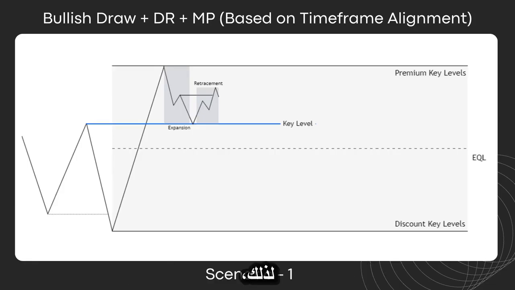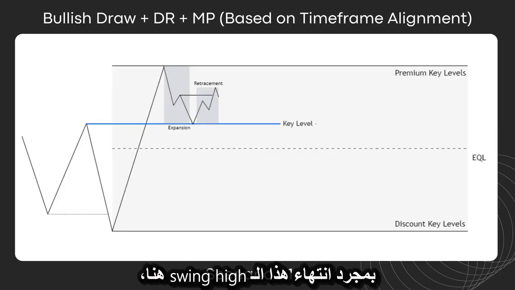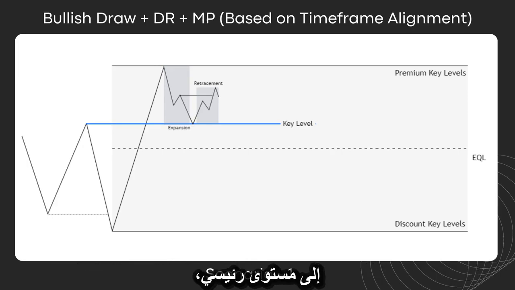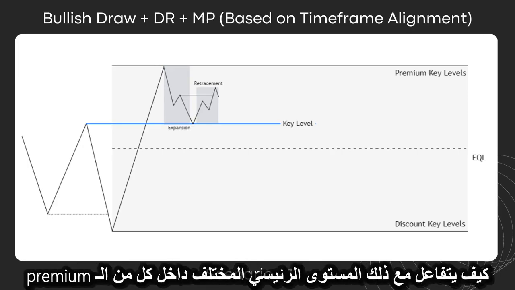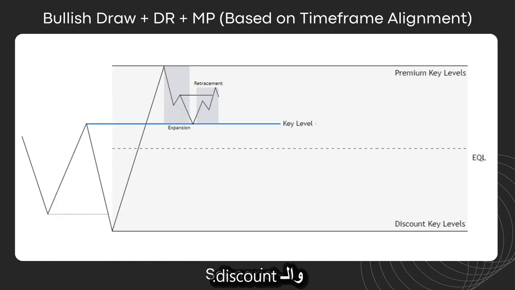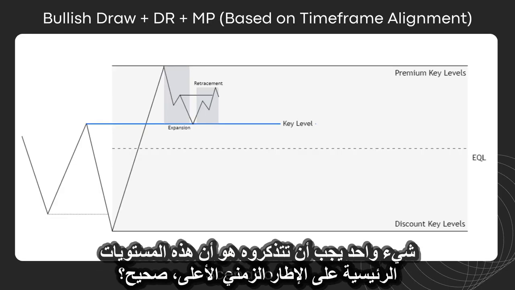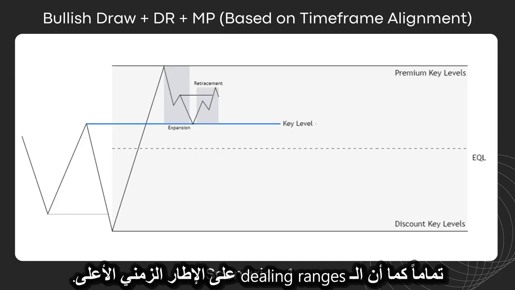So once this swing high ends right here, you can see that price will then have to retrace on the higher time frame to a key level, and then we will see how it reacts to that key level inside both the premium and the discount on the lower time frame in case of a bullish market condition. One thing you must remember is that these key levels are on the higher time frame, right? Just as the dealing ranges are on the higher time frame.